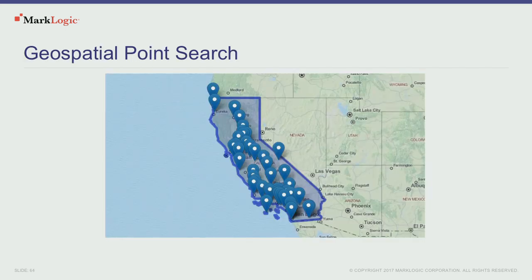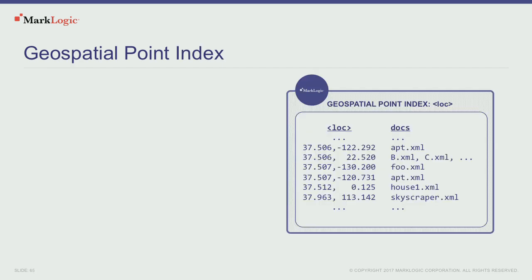Okay, now moving on to the geospatial part. So this is an example of what a geospatial point search might look like. So here we're returning, say, all points in the state of California. So how does this work? Well, geospatial point indexes are actually a type of range index. So again, we see here we have a sorted list. And this time they're sorted by the latitude and longitude. So first sorted by latitude, and then in the case of a tie, sorted by longitude.